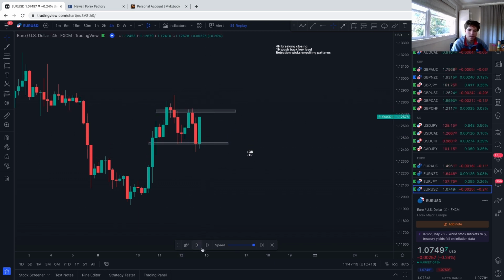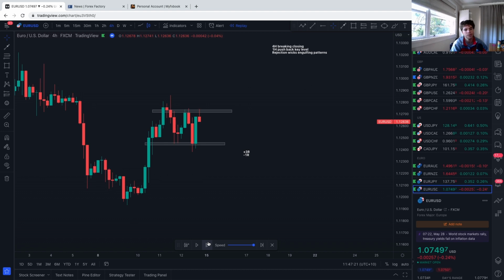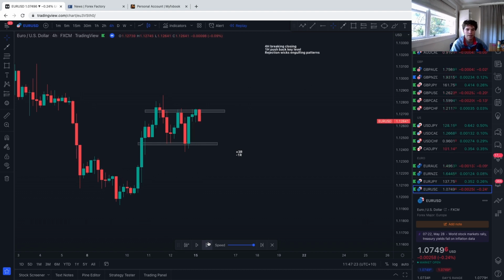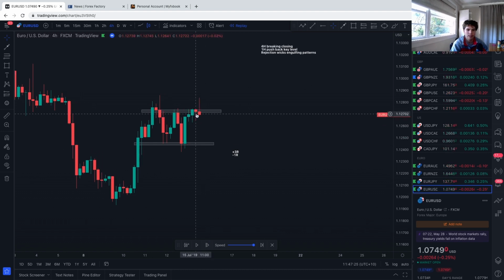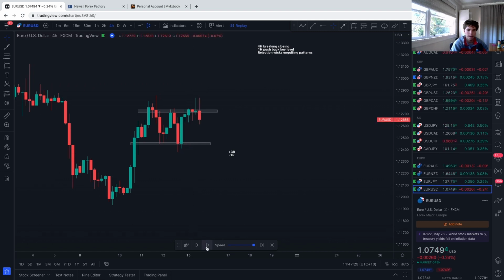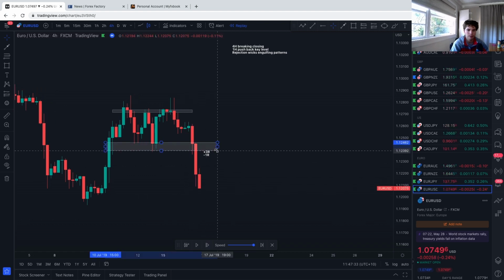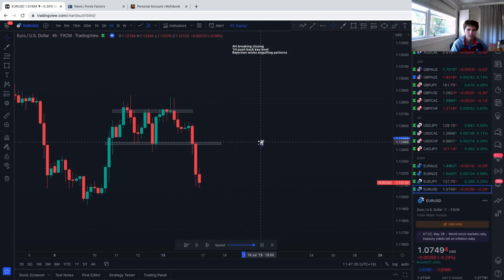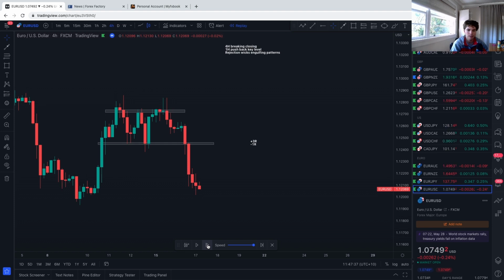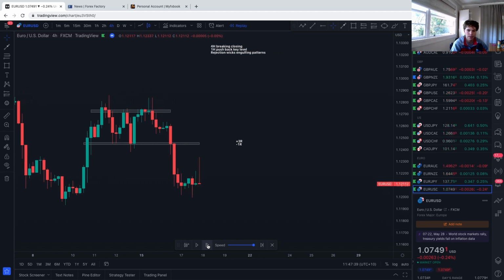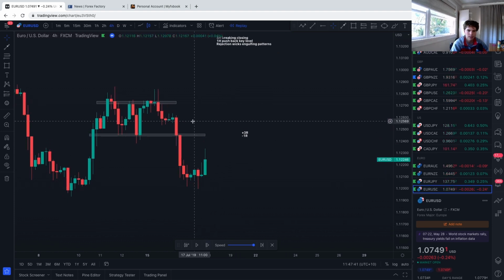So let's see if we get a breakout of this big consolidation. Glad we didn't enter that. No breakout yet. There we go. Finally. Okay. And price runs away from us. Okay, so doesn't look like we'll get the retest. Let's just wait for the next setup.